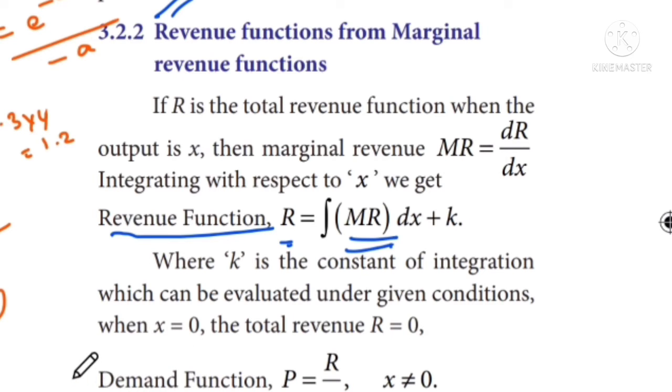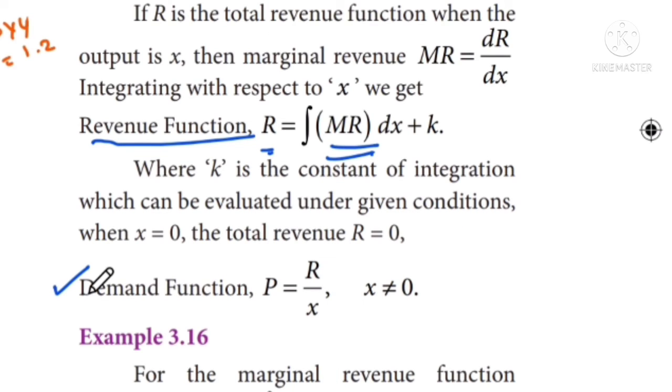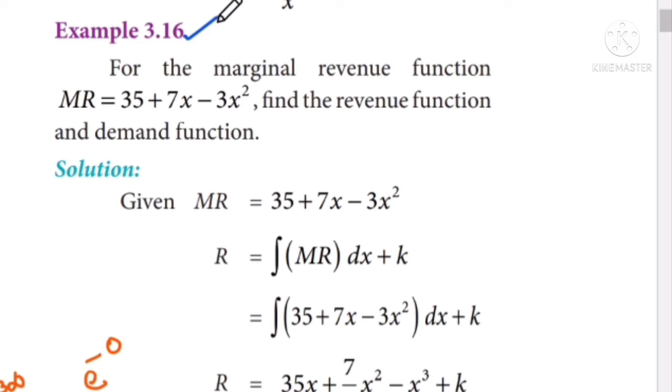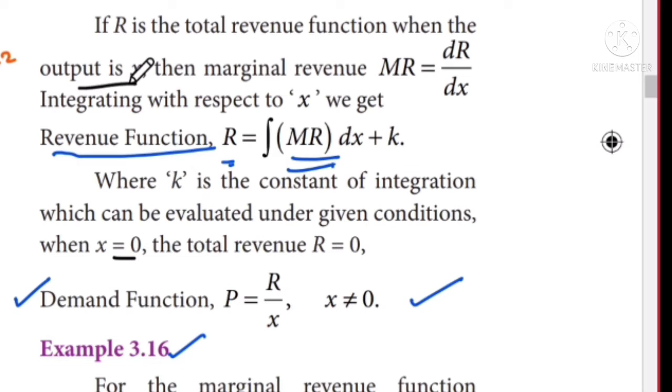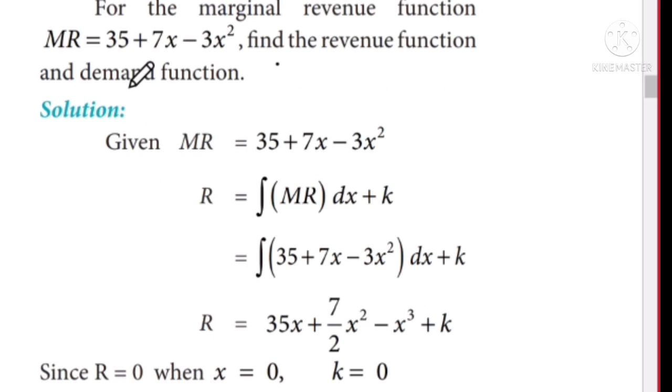Now you have to find the demand function. What is the formula to define the demand function? The demand function is R by x. Example 3.16, for the marginal revenue. The marginal revenue is given as a function, where x is the output. As x increases, revenue will increase. Find the revenue function. To find the revenue function, you integrate.